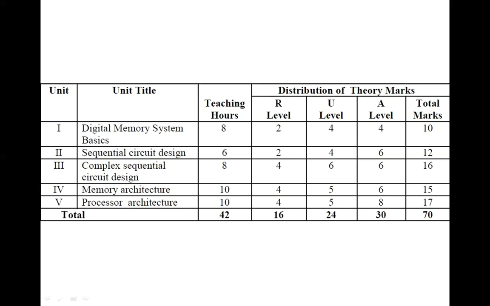The marks distribution as per the university curriculum is as shown here. The highest weightage is assigned to the fifth unit, that is processor architecture, with a total of 17 marks. After that, the third unit has 16 marks, the fourth unit 15 marks, the second 10, and the first unit is of 10 marks, which totals to 70. That is for the GTU external examination to be taken at the end of the semester.